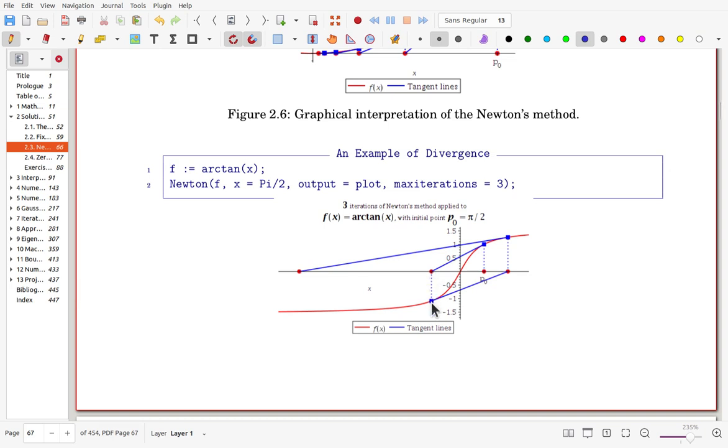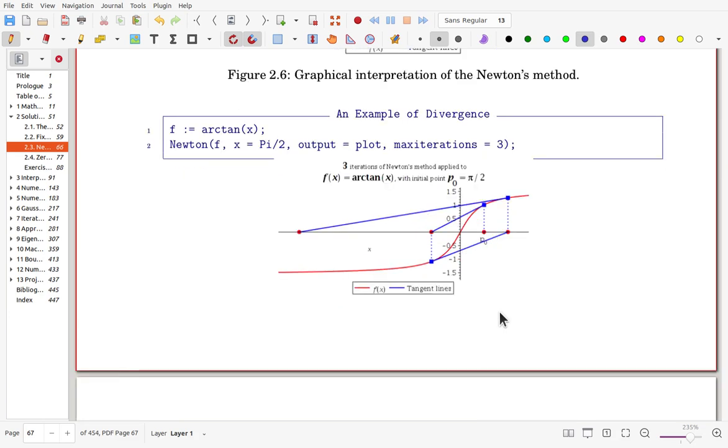Now go to the graph and tangent line, that is p2. And again, go to the graph and tangent line, that is now p3. And if you try to get p4, then it will go far away. And so it is divergent. The reason is the initial value is too far from the required value 0. So the initialization is very important.